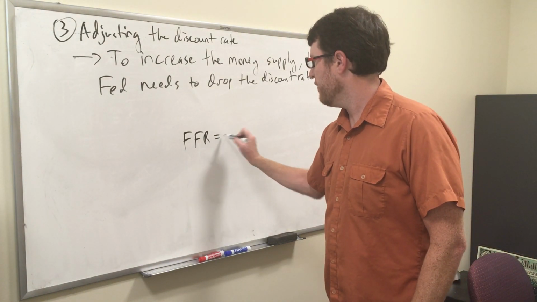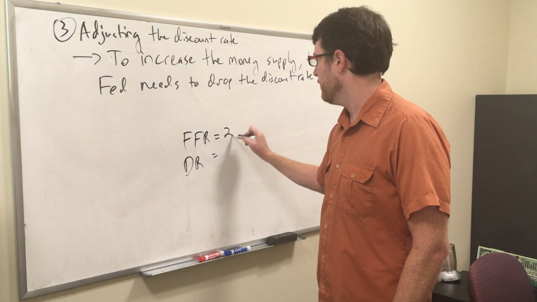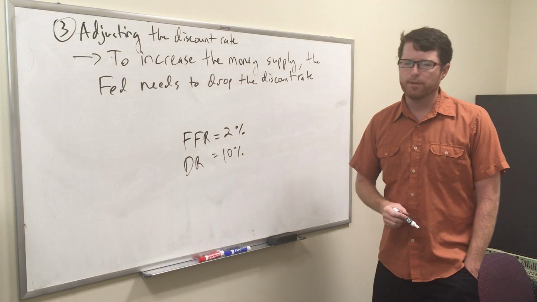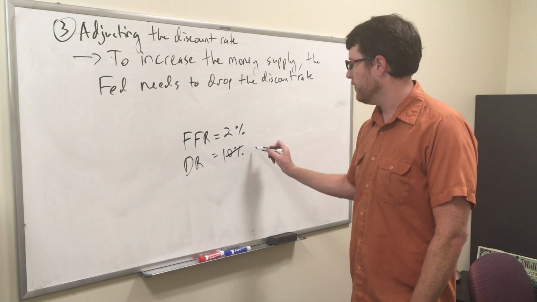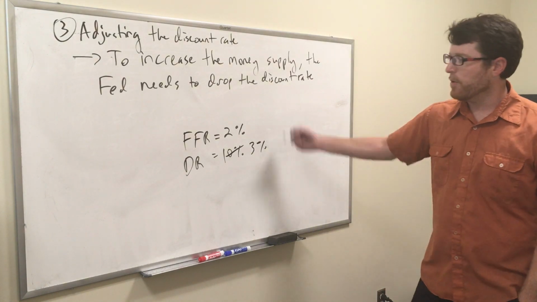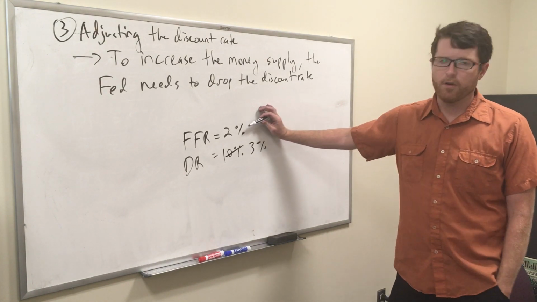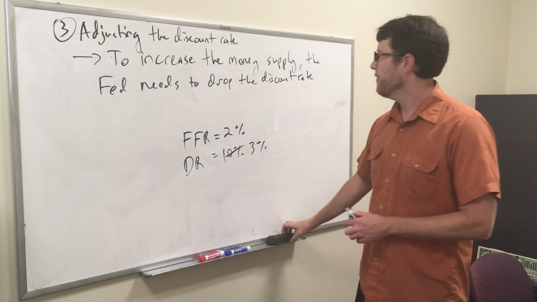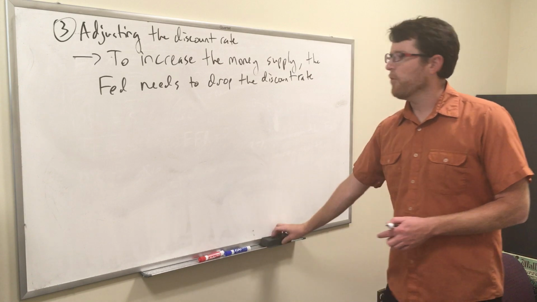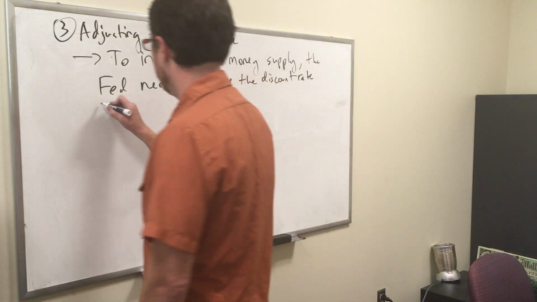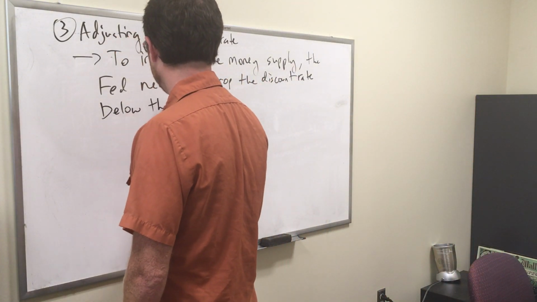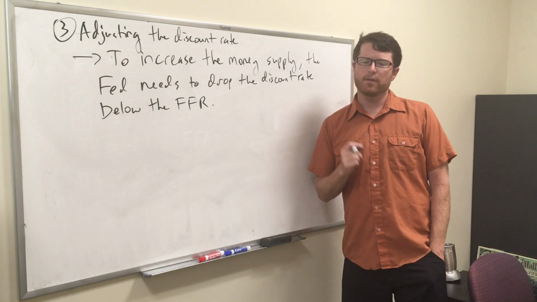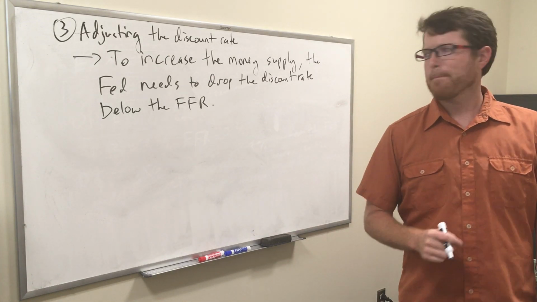All right? If the federal funds rate and the discount rate look like this, 2% federal funds rate, 10% discount rate, and the Fed goes in and drops this to 3%, in this case, that wouldn't do anything because banks are still going to only borrow from other banks. All right? So to complete this statement, the Fed needs to drop the discount rate below the federal funds rate. That's what's necessary to increase the money supply.